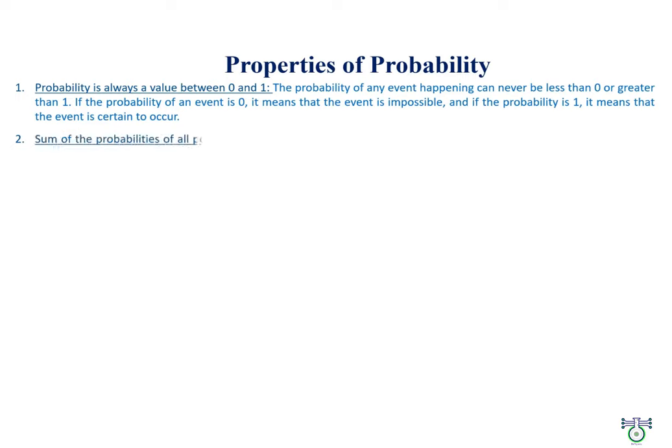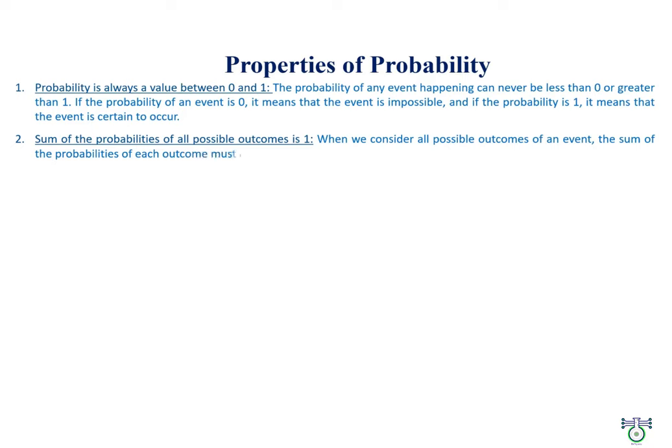Second one, sum of the probabilities of all possible outcomes is 1. Let's understand. When we consider all possible outcomes of an event, the sum of the probabilities of each outcome must add up to 1. This is because only one of the possible outcomes can occur.